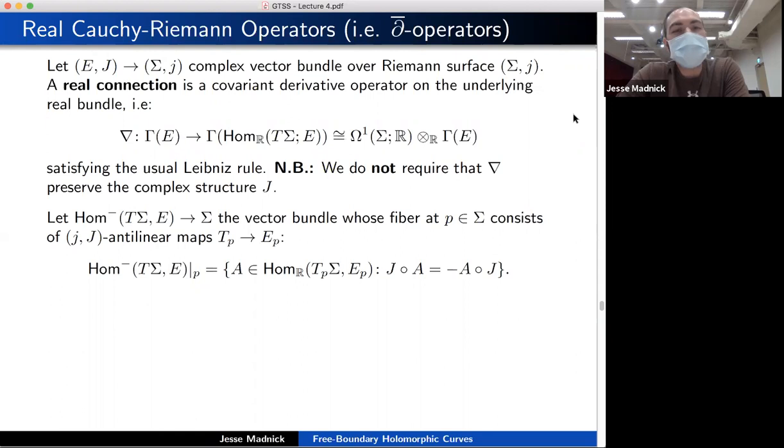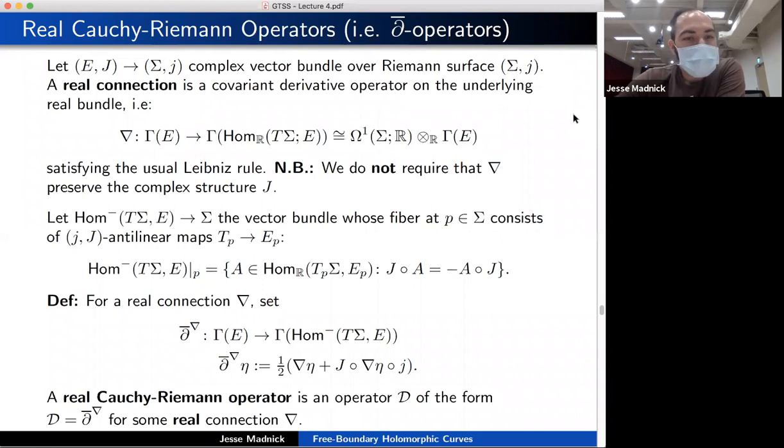Now, why would this be important? Well, this is important if you're working, let's say, in nearly Kahler geometry or some geometry that's not Kahler. Because if you're working in a geometry that's not Kahler, then the Levi-Civita connection does not preserve J. So this is an extremely important generalization for when you're working with the Levi-Civita connection in non-Kahler manifolds. So let's let Hom minus denote the vector bundle whose fibers are the J-antilinear maps.